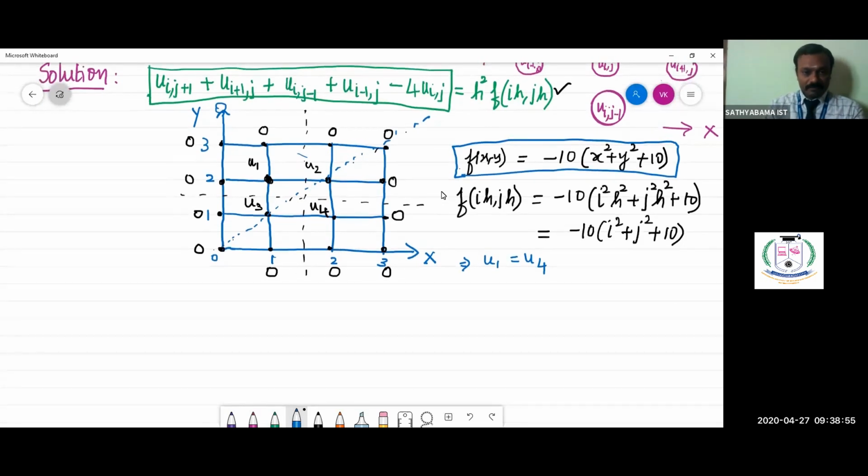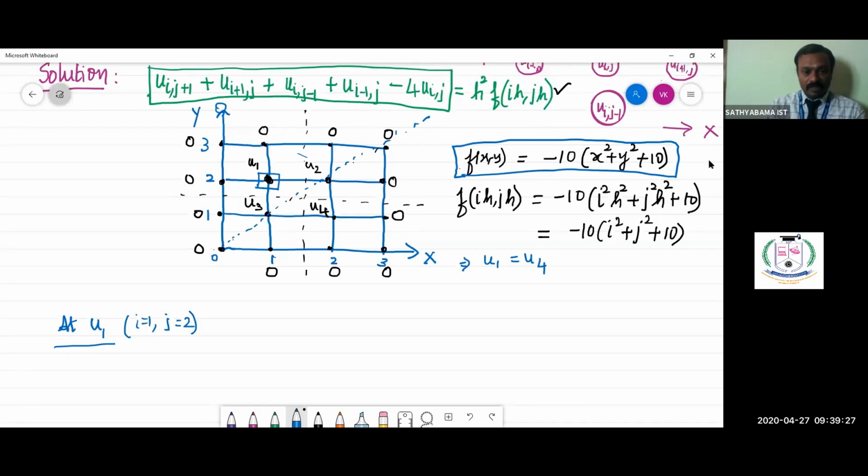So at U1, if you take the point U1, we can find the neighboring points. That is, first let's give the values for i and j. Here i is equal to 1 and j is equal to 2. And now let's go for the schematic representation.